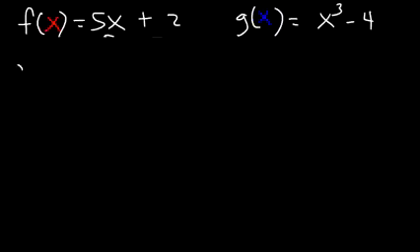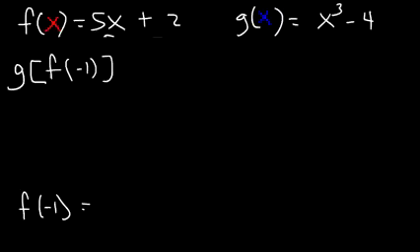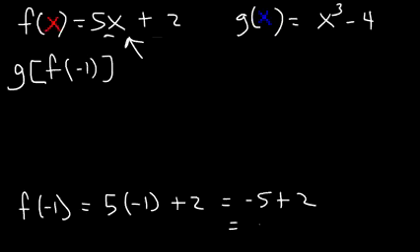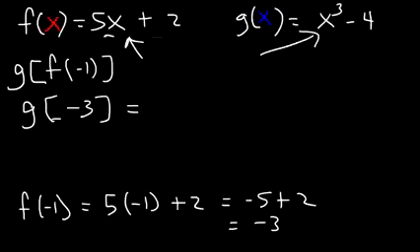So try this one. Evaluate g of f, let's say negative 1. So first, evaluate f of negative 1. That's 5 times negative 1 plus 2. So make sure you're using this equation. That's negative 5 plus 2, which is negative 3. So f of negative 1, we can replace it with negative 3. So now we're looking for g of negative 3, which we can plug it into here.